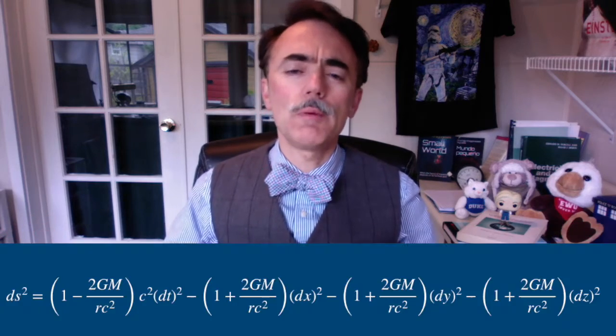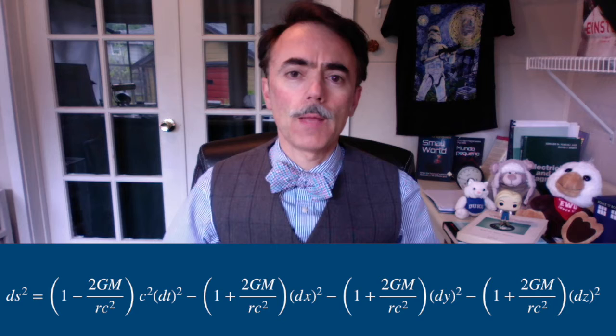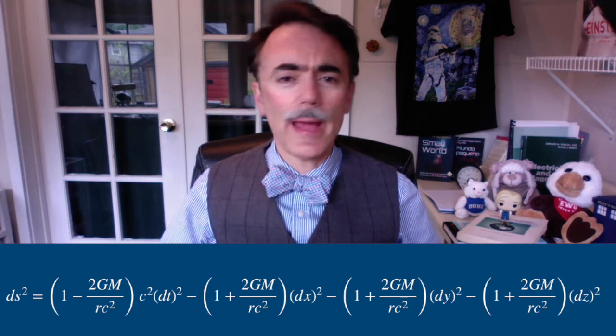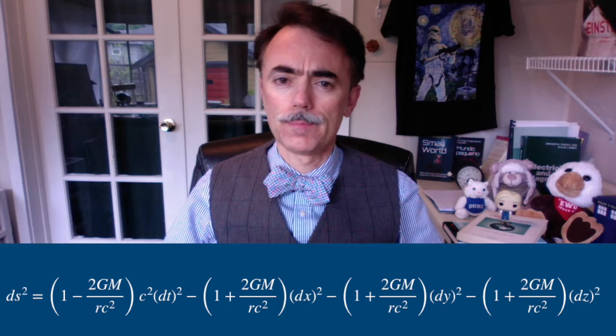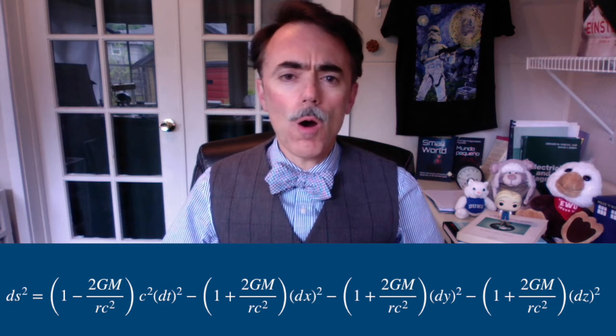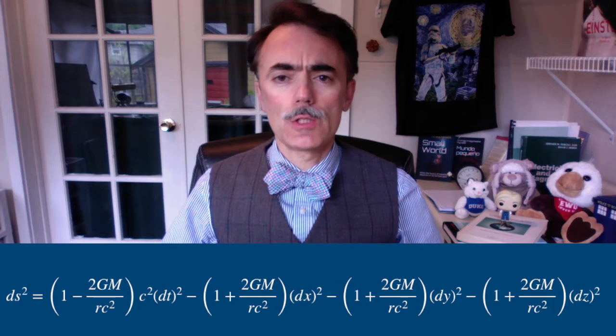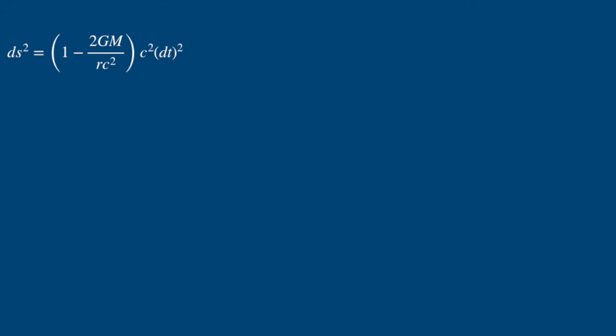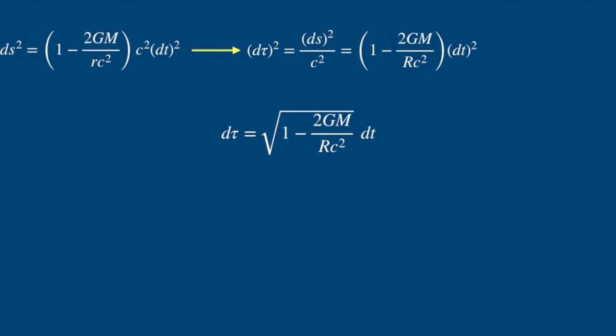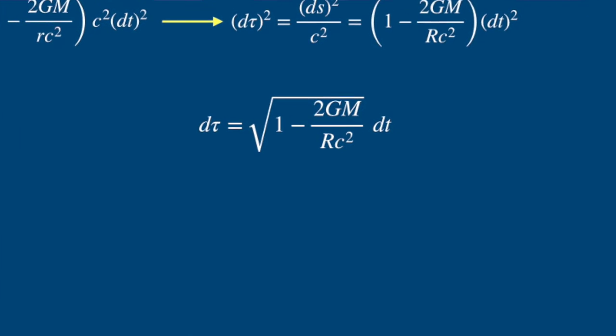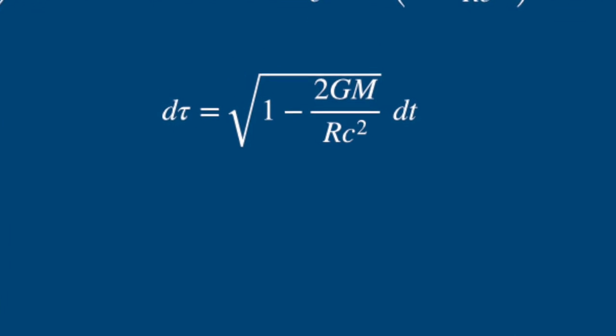This spacetime tensor for a spherical uniform distribution of mass, like for example the Earth, is given by this expression. It is a diagonal tensor, that is why we don't have the crossed terms here. For a clock at rest at the distance r from the center of the Earth, dx, dy, and dz are 0, and dτ is equal to the square root of 1 minus 2GM over rc squared dt.